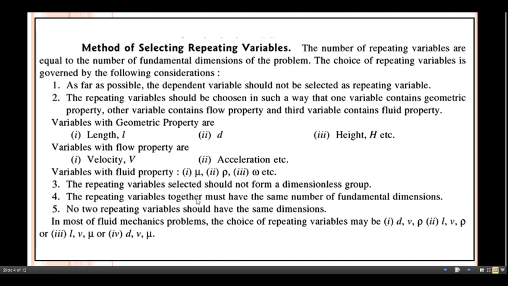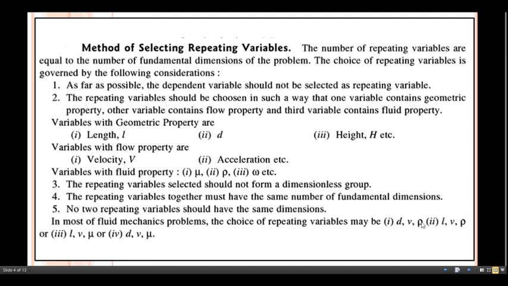The repeating variables together must have the same number of fundamental dimensions. No two repeating variables should have the same dimensions. In most fluid mechanics problems, the choice of repeating variables may be, so this is actually one group shown here: d, then velocity. The d indicates the geometric property, and v indicates the flow property.